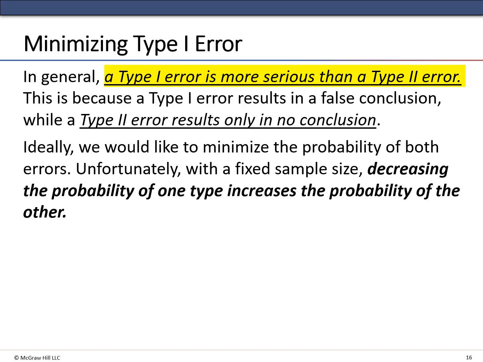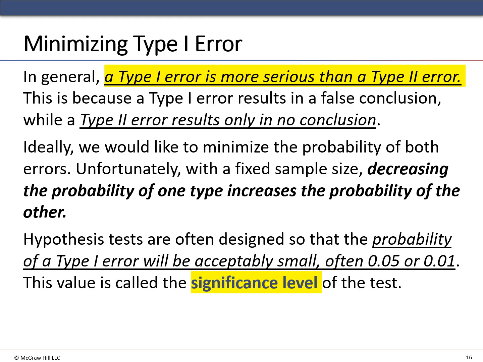Ideally, we'd like to minimize the probability of both of those errors. Unfortunately, with a fixed sample size, decreasing the probability of one type increases the probability of the other. So you can think of it kind of like a seesaw. If we reduce the error on type 1, the type 2 error goes up, and vice versa.